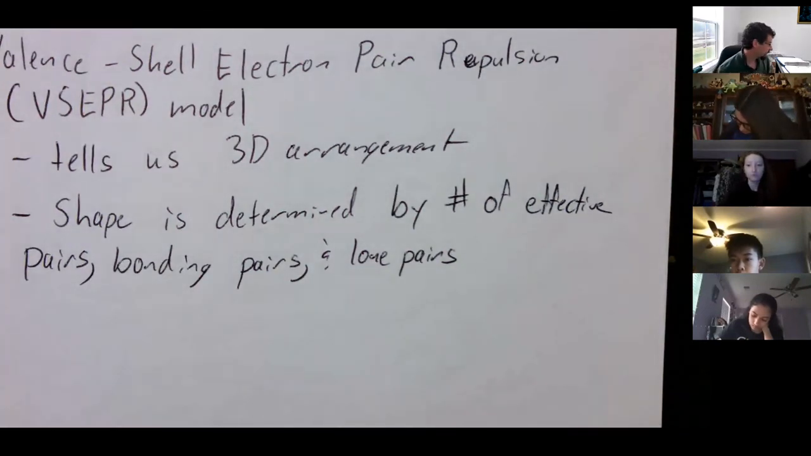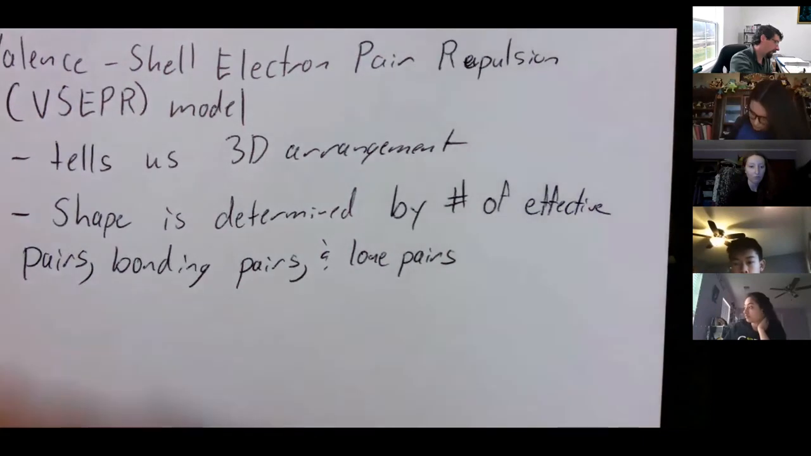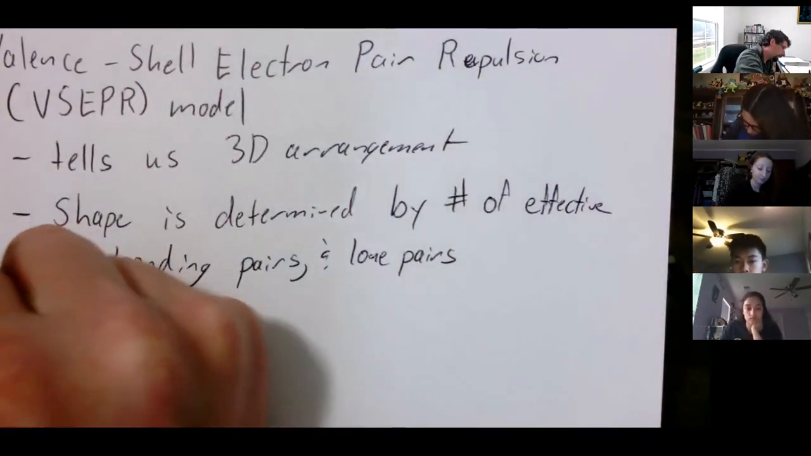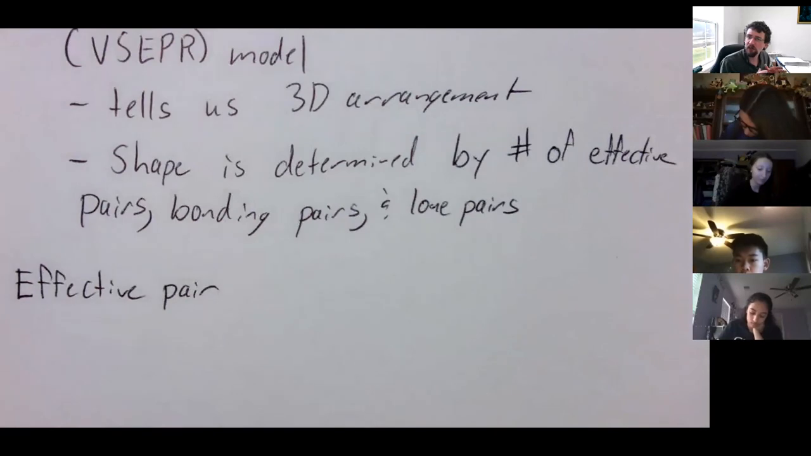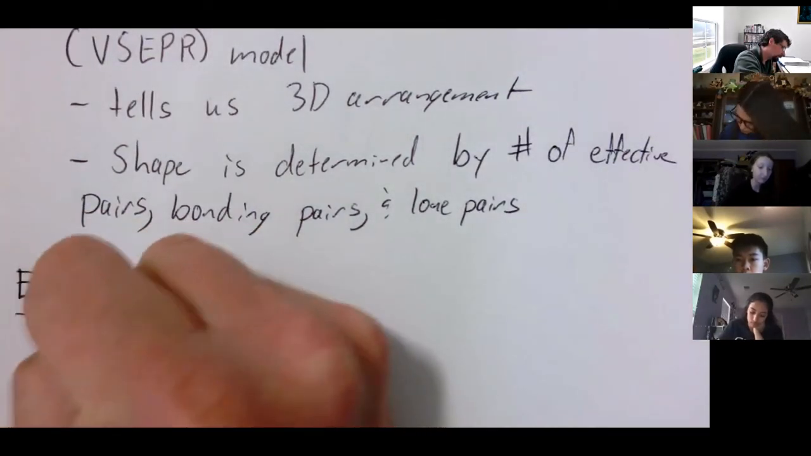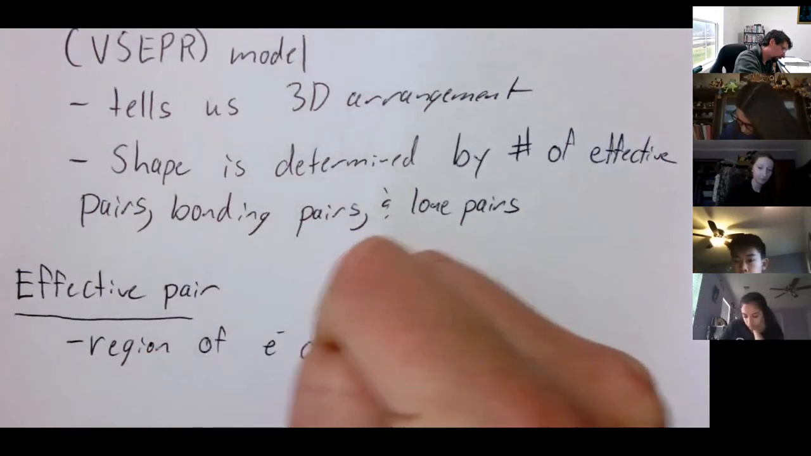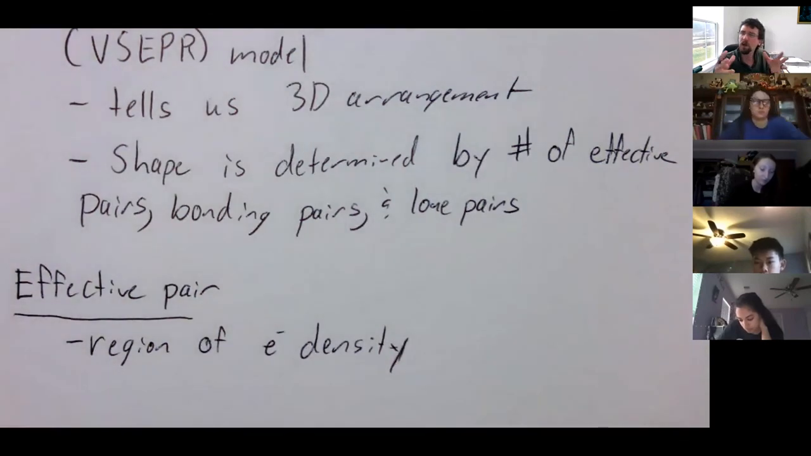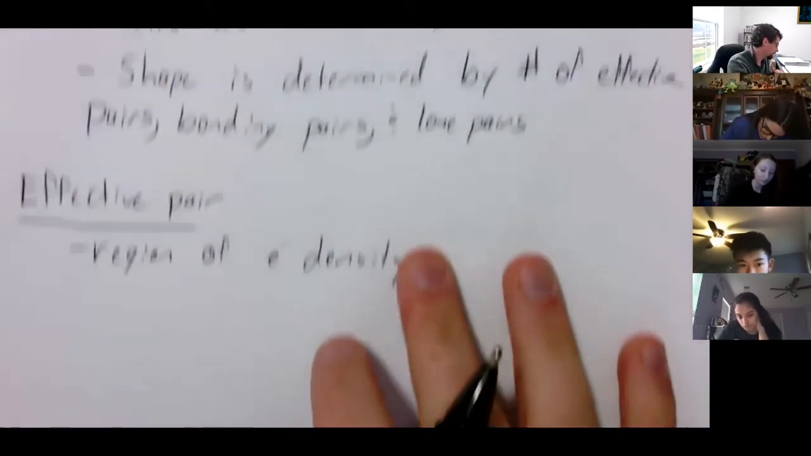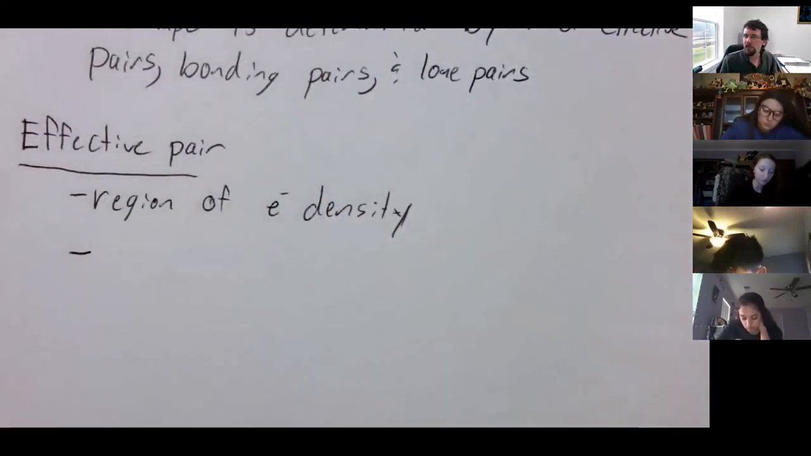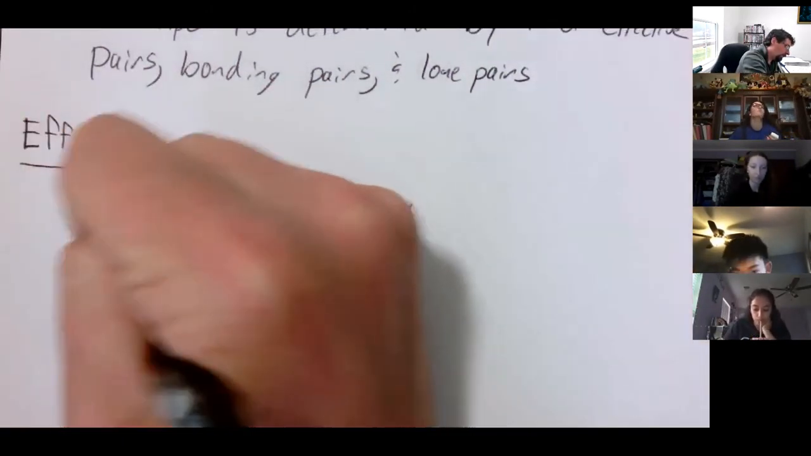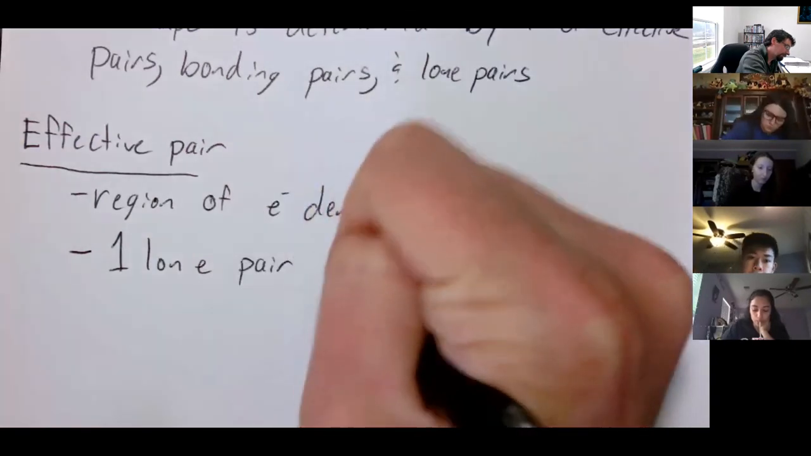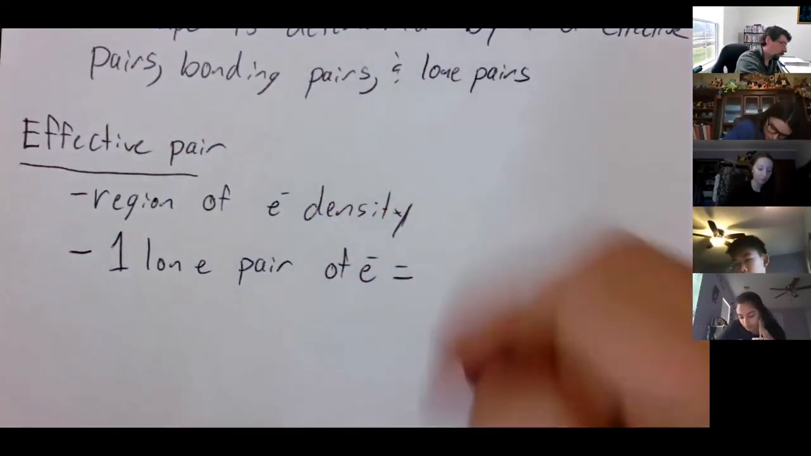Okay, so let's talk about what we mean by an effective pair. An effective pair is just a region of electron density. So it's a space where electron density is sort of confined. Each effective pair and each bond, whether it be a single bond, double bond, or triple bond, is worth one effective pair. So one lone pair of electrons is going to be equal to one effective pair.